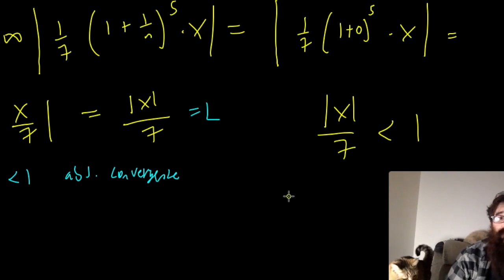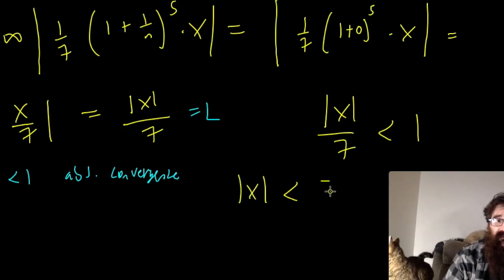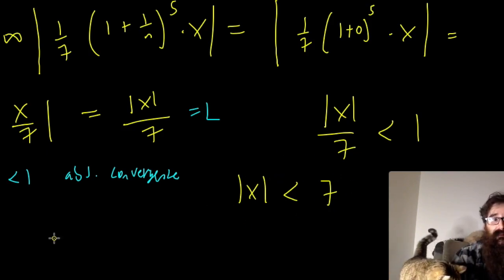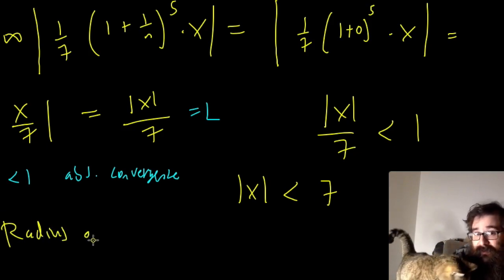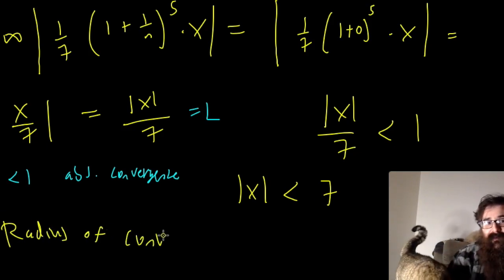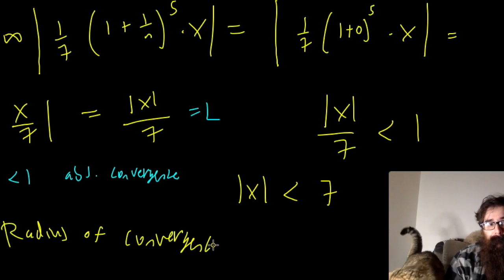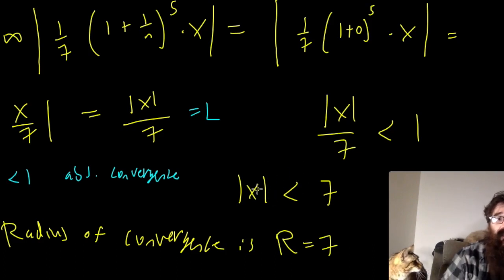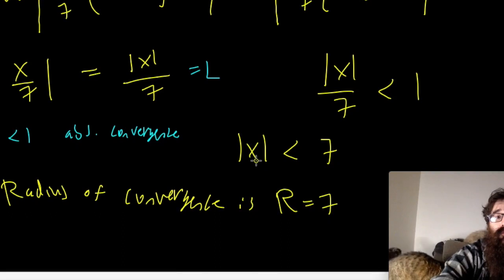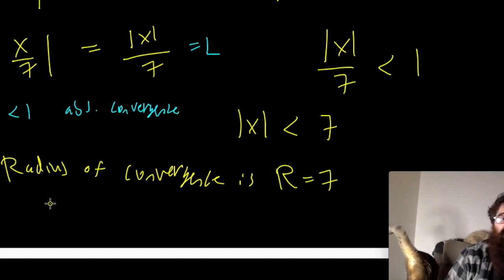We're going to multiply both sides by 7. So we're going to get an absolute value of x less than 7. And now this looks like a radius of convergence for us. That's right. So we're going to say the radius of convergence is capital R equals 7. So as long as x is between -7 and 7, this is going to work. And we get a working interval of convergence to start.